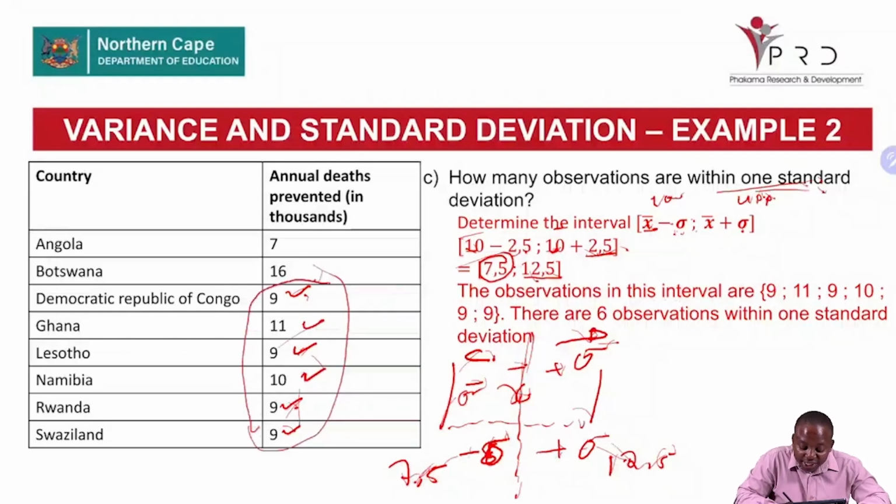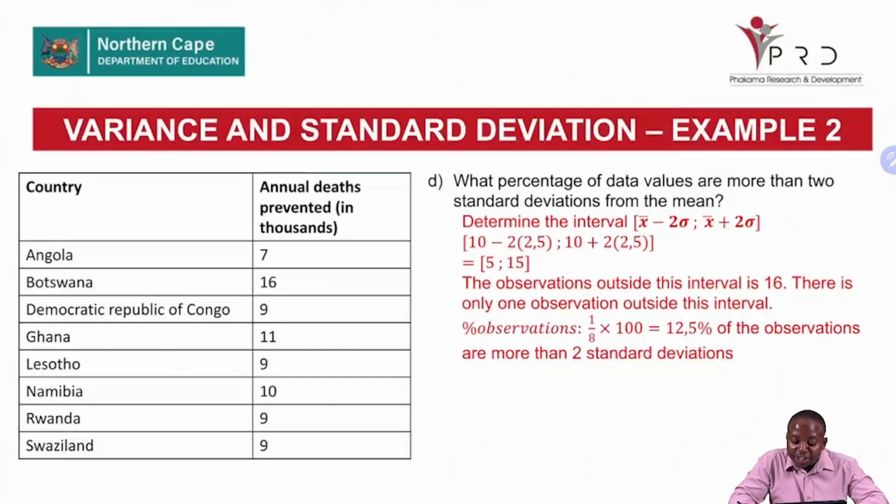So those are the data sets that fall within. There are 6 observations that are within 1 standard deviation. So how many of them? These are the values that fall between 7.5 and 12.5. Those are our intervals. Then we look at part D, the values that are more than 2 standard deviations.